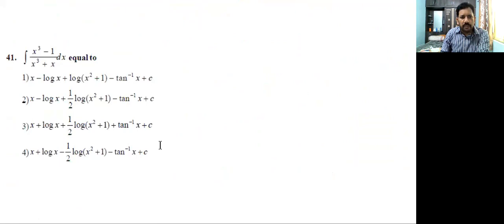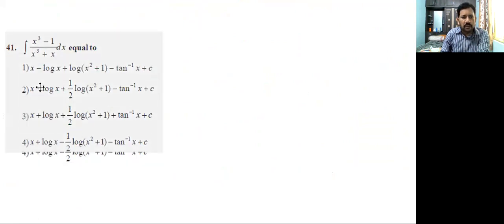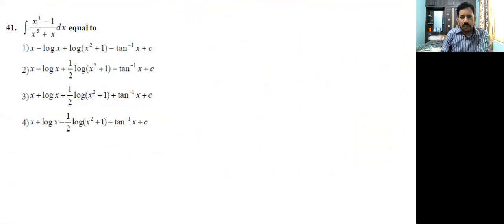So I am going to question number 41. See this question. How to do this? The numerator degree and denominator degree are the same, so this is an improper fraction. If the numerator degree is more than the denominator, that is also improper. If the numerator degree is less than the denominator degree, that is a proper fraction. Now, how to do this?